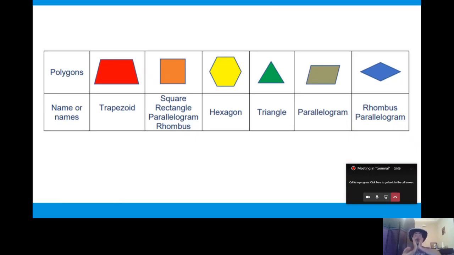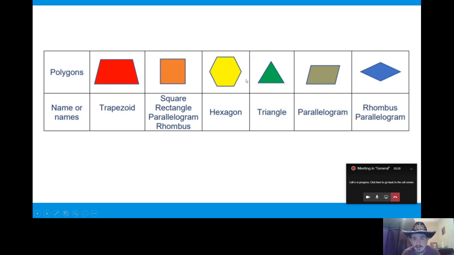Okay, now let's think about all the polygons that we've been learning about lately. I know it's a lot. We've got a trapezoid here. This is a square, but it's also a rectangle. It's also a parallelogram, and it's also a rhombus. And you learned a little bit about how those categories can overlap sometimes.